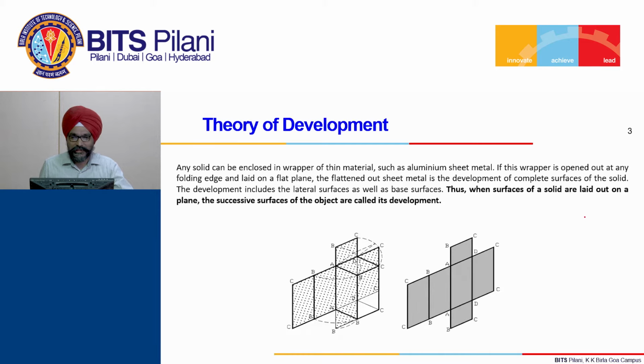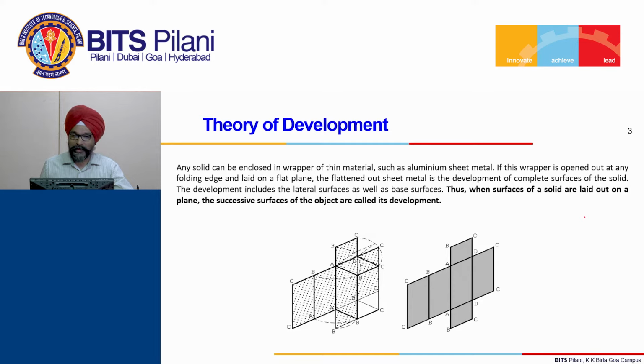Now, that is a concern for manufacturing. Many times the base is separately manufactured, but the lateral surfaces are manufactured in a single unit. Overall, the development is simply laying of the different surfaces on a single plane. That is what the development is, and these are all true shapes. So on the development we will see the true shapes of different surfaces.